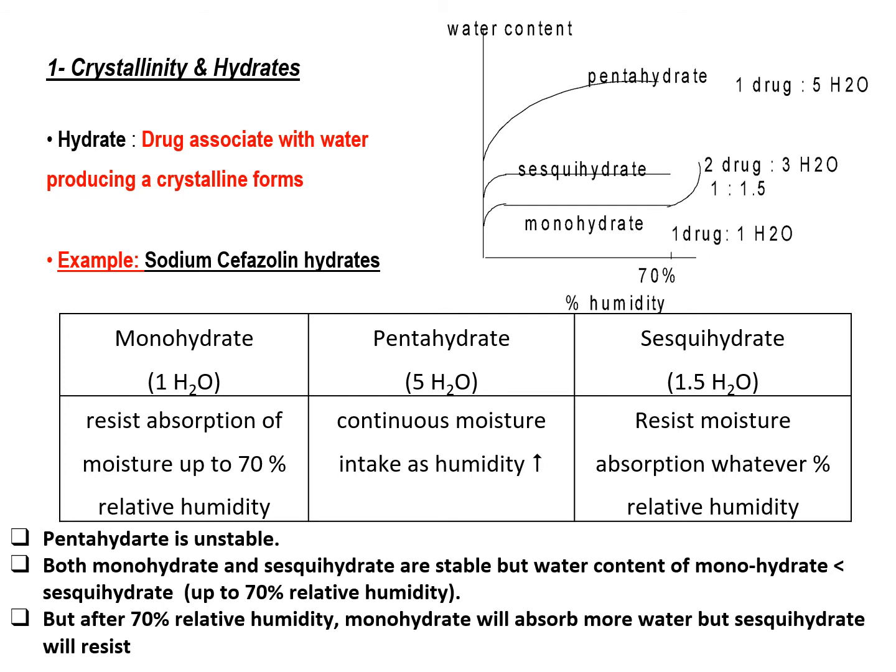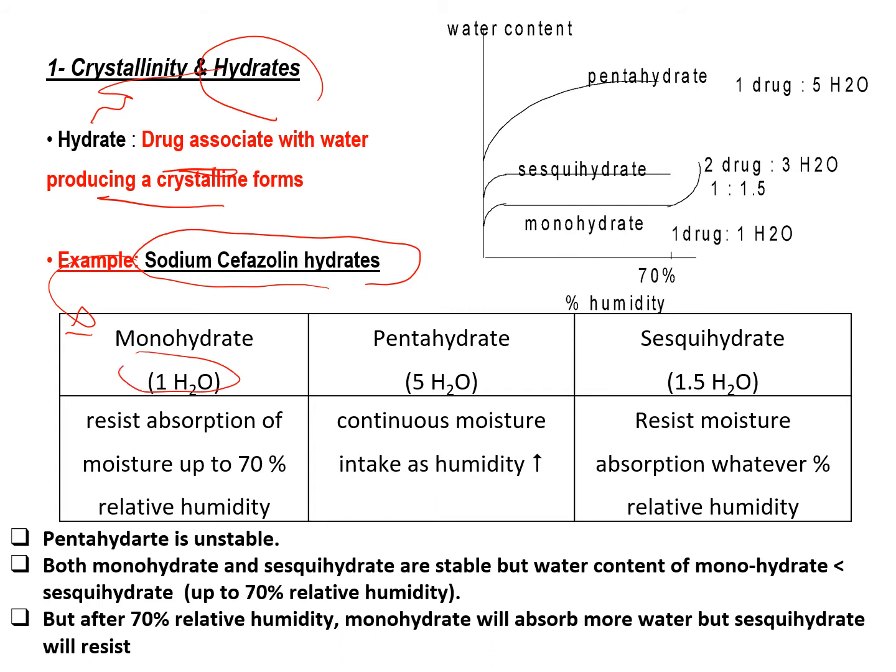With more details, we will pick some of these items. Let's talk about crystallinity and hydrates. Hydrates means that the drug is making crystals with water molecules. And we have an example here, sodium cefazolin, an antibiotic. It has 3 types of hydrate. Monohydrate, 1 molecule of drug making a crystal with 1 molecule of water. And pentahydrate, 1 drug with 5 water. And sesquihydrate, 1 drug with 1.5 water.